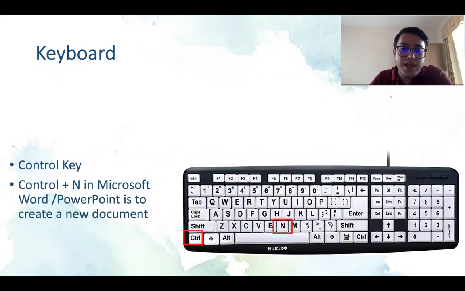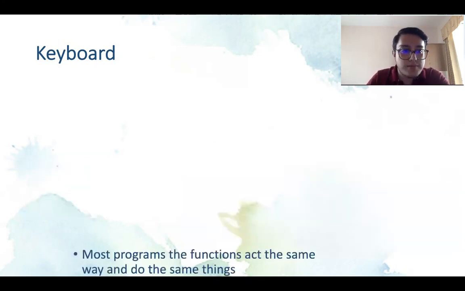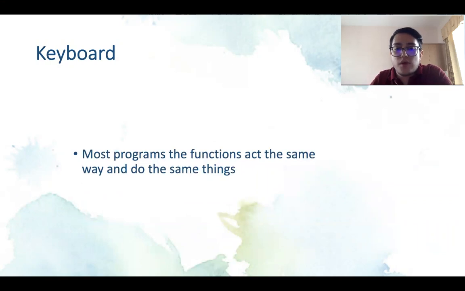Next, we have Control N, which is to create a new document. So N stands for new. Just press and hold Control and press N, which helps you to create a new document in Word or Microsoft PowerPoint or some other programs. Most programs, the functions act the same way and do the same things.